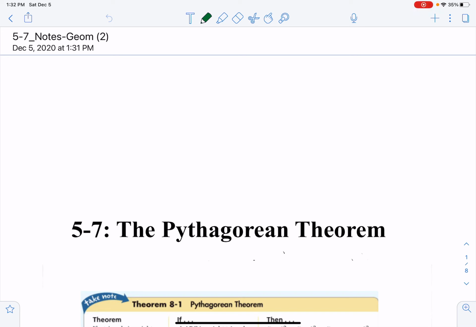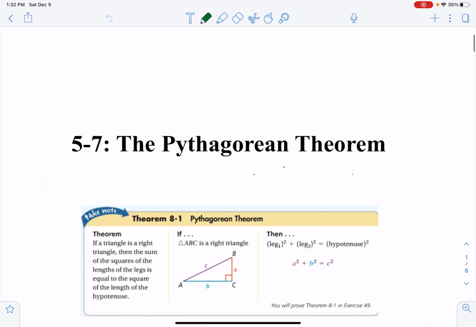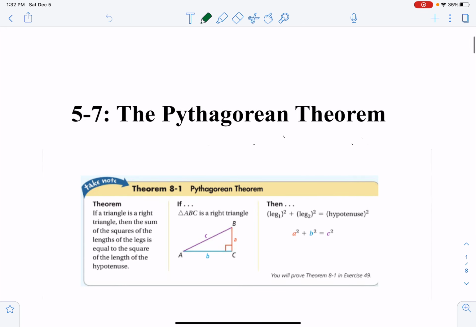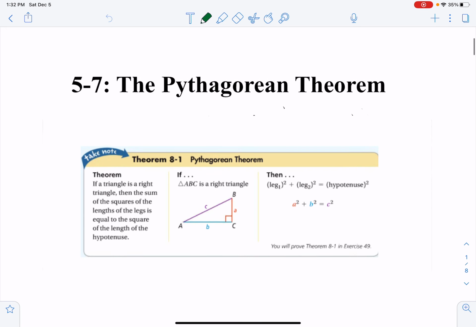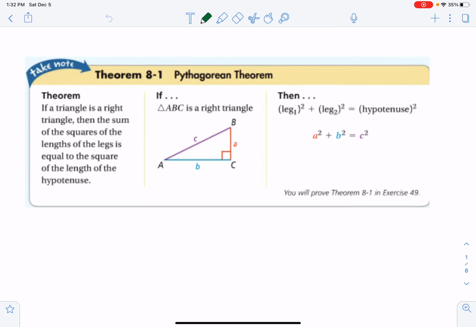Hey guys, here we are to talk about 5.7 notes, which is the Pythagorean Theorem. I'm going to show some ways with decimals and some with simplified radical form, which is what they do on the ACT. So just wanted you to be able to see both. We're going to start just with a reminder of the Pythagorean Theorem.